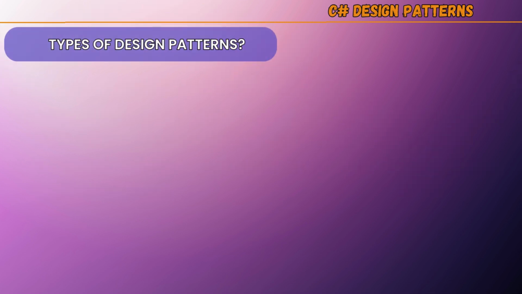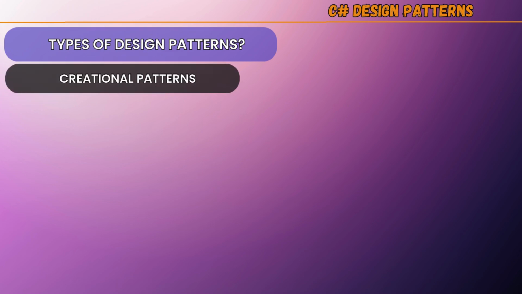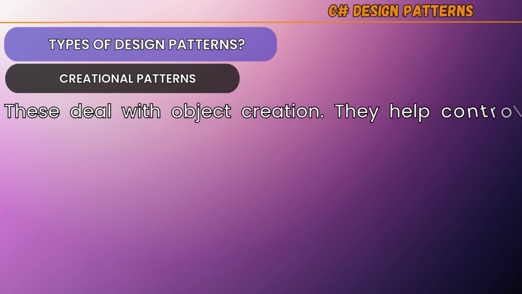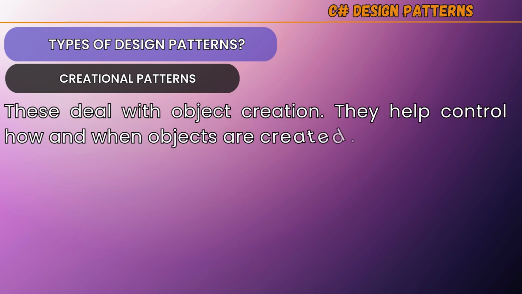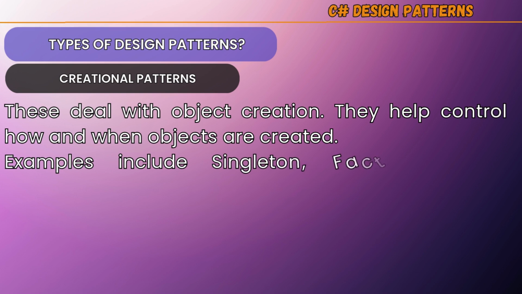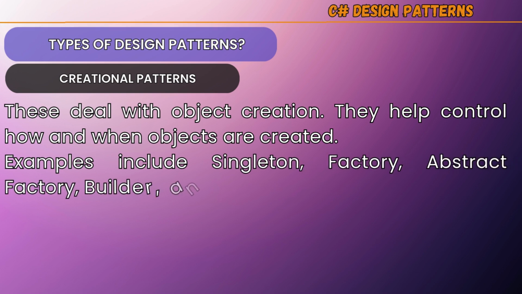Design patterns are divided into three main categories. Number one, creational patterns. They deal with object creation. They help control how and when objects are created. Examples of these creational patterns are singleton, factory, abstract factory, builder and prototype.